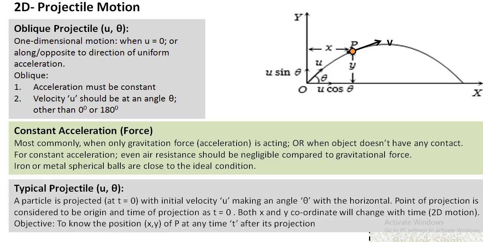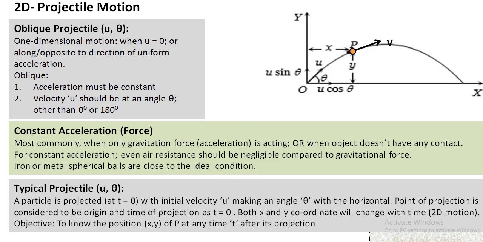So how do we define a typical projectile? We define a typical projectile in terms of u and theta, u being the initial speed of projection and theta the angle measured from horizontal. So a particle is projected at time t equal to 0 with initial velocity u, making angle theta with the horizontal. The point of projection is considered to be the origin. Throughout our lecture, we will consider the point of projection to be the origin, so the initial position of the projectile would be at the origin. And the time of projection, we will consider to be 0.